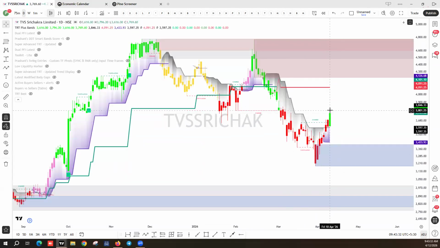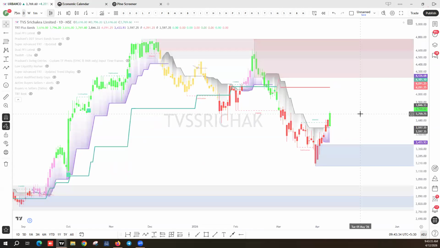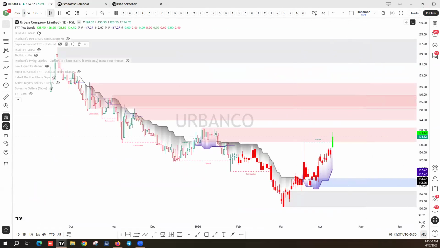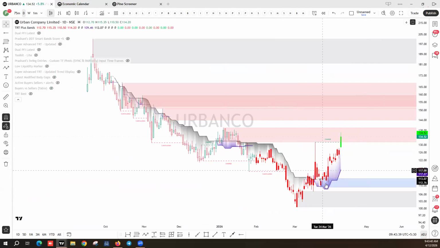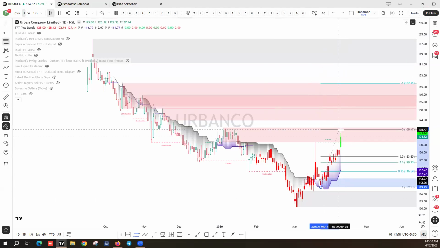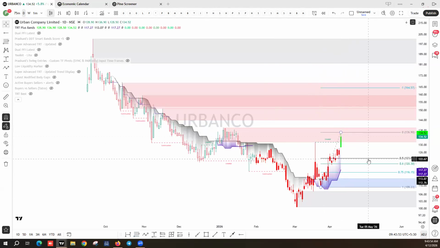TVS Srichakra has changed to green color but below bias. This is again Urban Company, new stock. Bearish momentum has disappeared, bullish momentum has appeared, and color has changed to green. So this is a stock which can give me a nice retracement entry. So if I want to take this into the watch list, I'll create an alert and I can also add a flag color.